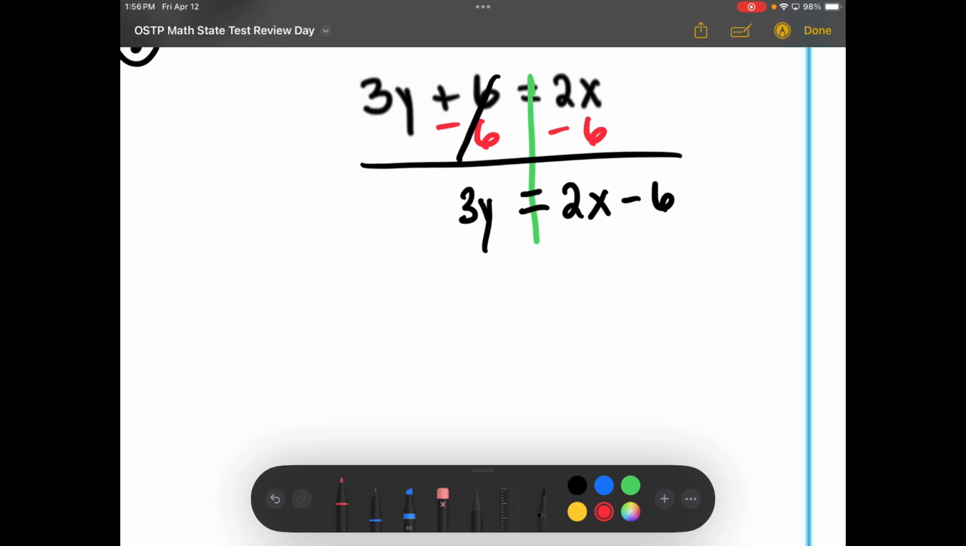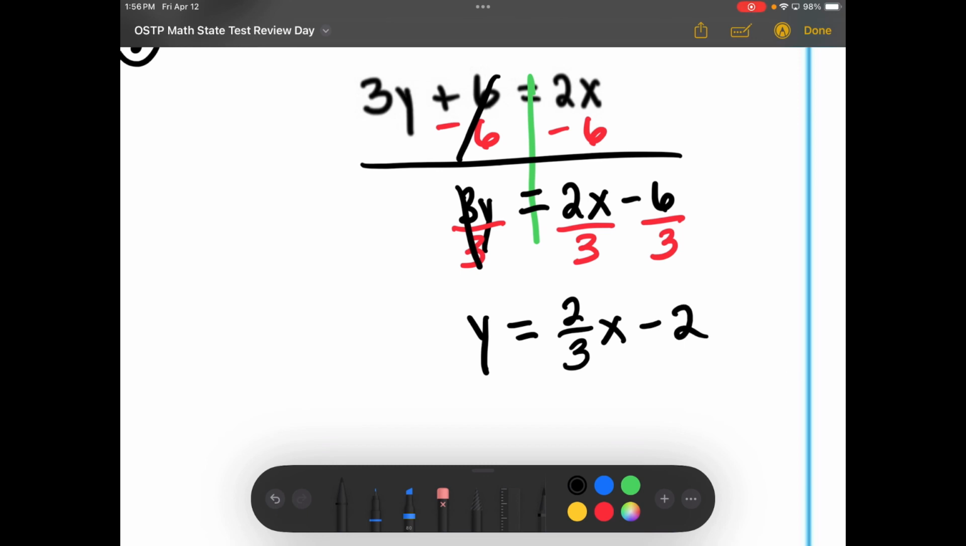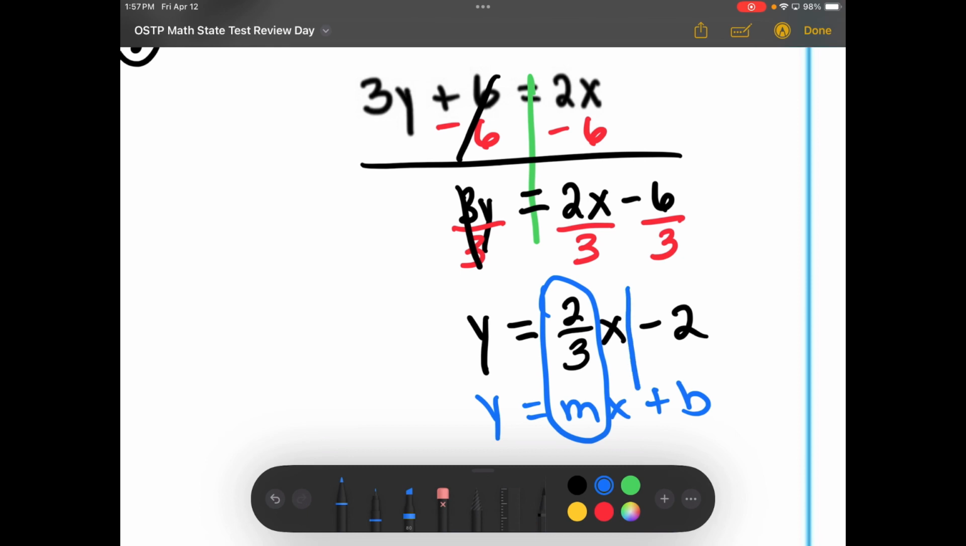Last step, what do we do? Divide by 3. Good job. Divide everything. So y equals, this is already simplified, 2/3 x. But now you have to divide. What is negative 6 divided by 3? And then you put minus 2. Here's your slope. Here's your y-intercept.